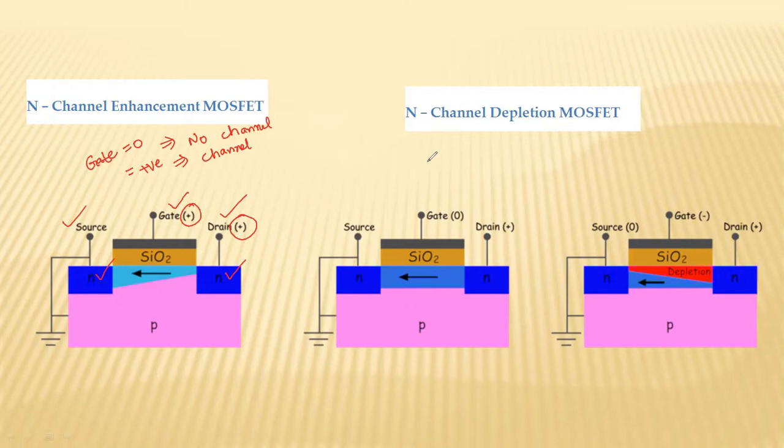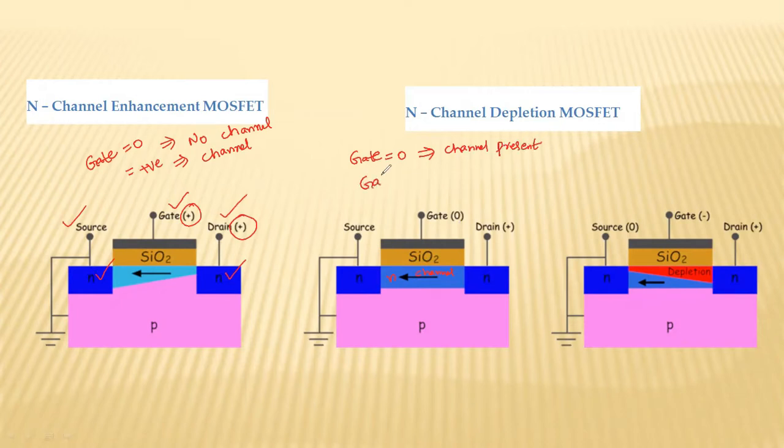Now, if you take the N-channel depletion mode MOSFET, the construction is similar, but during the manufacturing process itself, N-type impurities are also deposited between the source and drain regions, which provides the path for the charge carriers to move. So this path acts as a channel. The channel is present even without applying any voltage. That means whenever the voltage applied at the gate terminal is 0, the channel is still present.